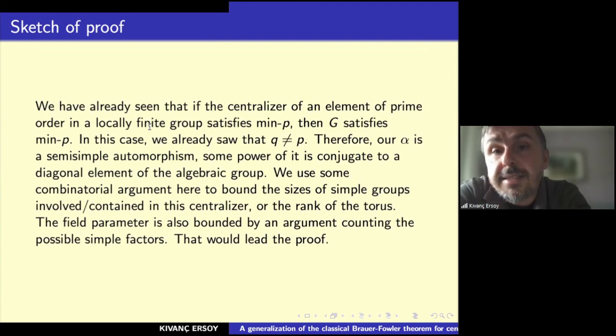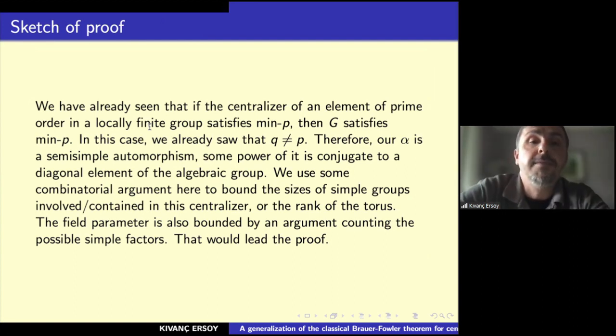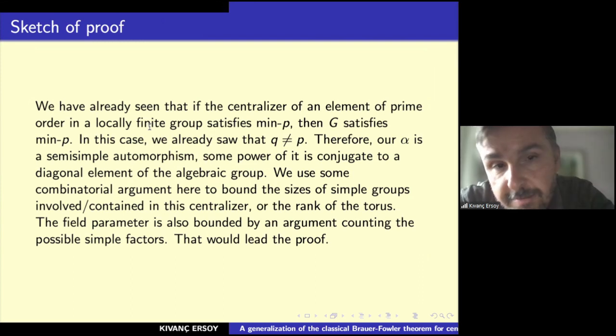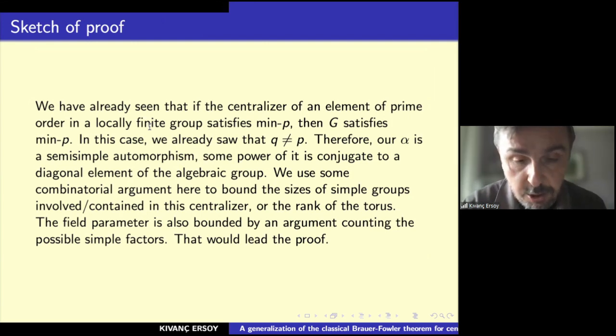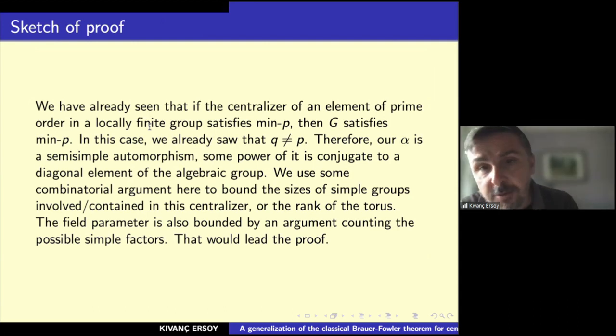So we have already seen that if the centralizer of an element of prime order in a locally finite group satisfies min p, then G satisfies min p. And simple locally finite groups satisfying min p, as we have said, by the famous result of Belyaev, Borovik, Hartley-Schut, and Thomas, are simple locally finite groups of Lie type over locally finite fields of characteristic Q different from P. So our alpha is a semi-simple automorphism. Some power of it is conjugate to a diagonal element of the algebraic group. So there is some technicality here, but I will try to summarize it.